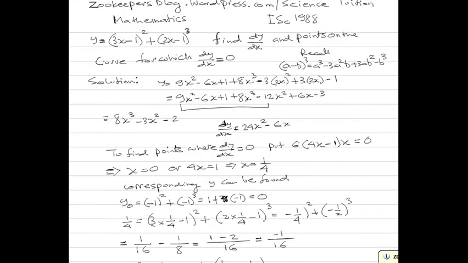Hi, let us solve one ISC Mathematics 1988 problem which is on functions and dy by dx, a simple one, where a function is given: y, which is a function of x, is (3x minus 1) whole square and (2x minus 1) whole cube, and we have to find dy by dx and the points on the curve for which dy by dx is equal to 0, which means we differentiate this, get dy by dx, and find out at what point of x this is 0.